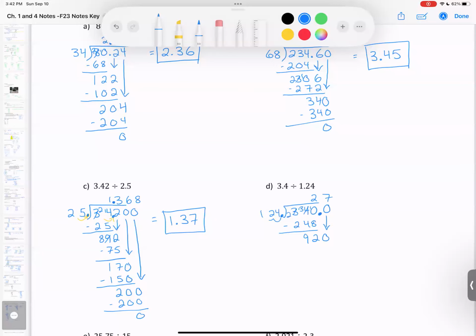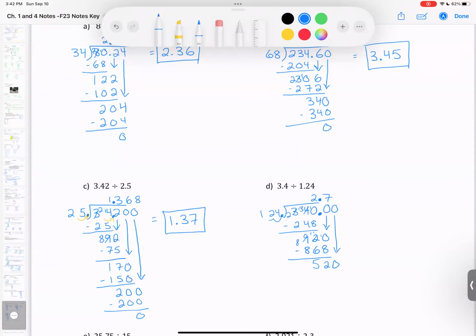So 7 times 124 gave us 868. So that's what we're subtracting down here. And I get 52. So I'm going to drop down another 0. Remember, our decimal place is going to be right up here between our 2 and our 7. We're trying to get to the hundredths position, so we have to keep going.